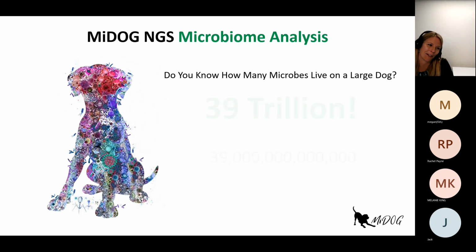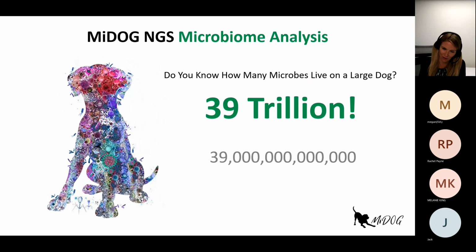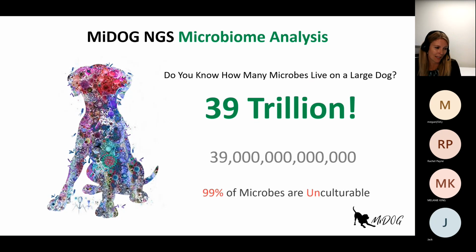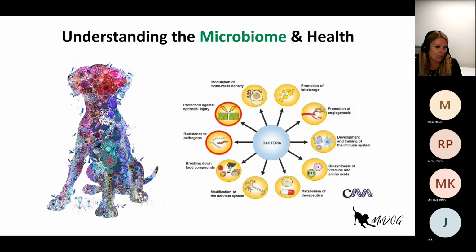Okay, nobody? All right. Well, the answer is about 39 trillion, an incredibly large number, and the majority of those are living in the gastrointestinal tract. And in order to study how they influence canine and feline health, we do need to use molecular technologies because keep in mind 99% of all those microbes are unculturable. But over the last couple of years, since NGS diagnostics and analysis has been developed, we've learned so much more about what these bacteria can do for animal health.